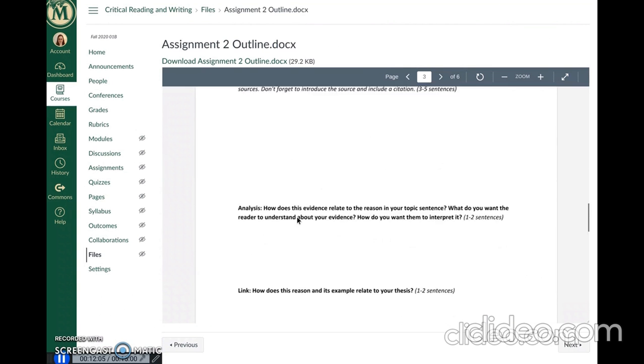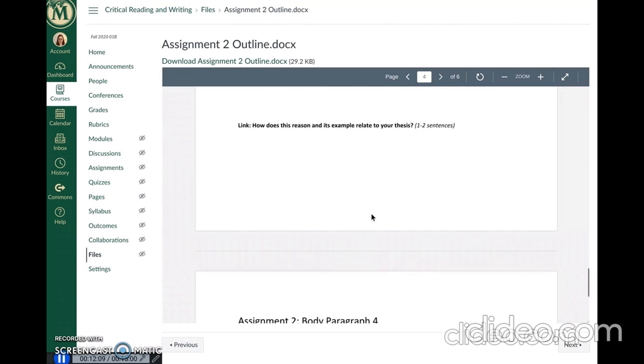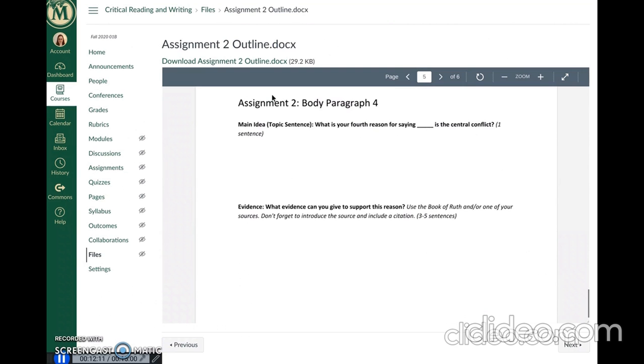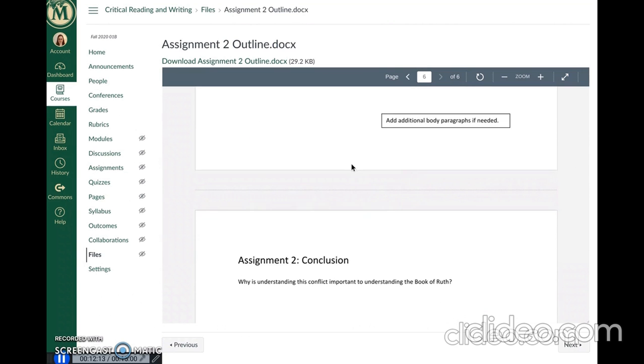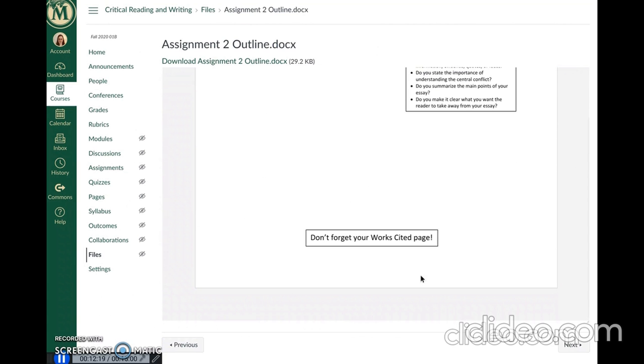Okay, so I give you 3 of them, but like I said, you may need to make an additional page for yourself. And I give you 4 here, but you can have more paragraphs if you need. And then here's some prompts for your conclusion, and then don't forget to include a works cited page, and that does not count toward the word count or the page count for this assignment.